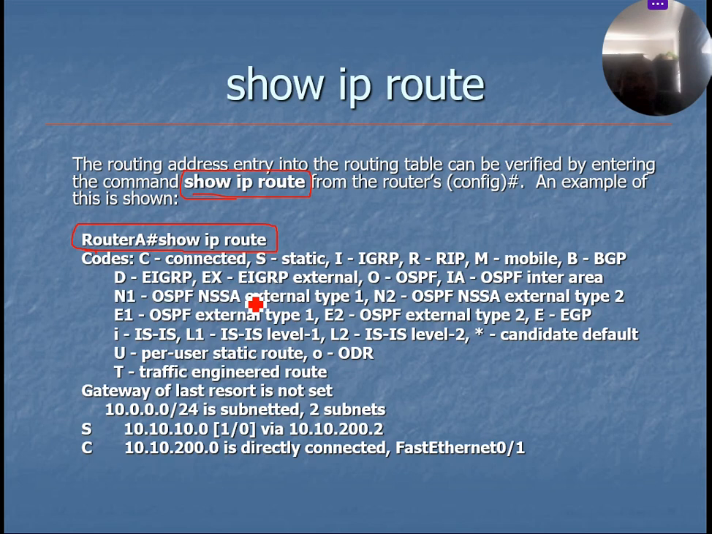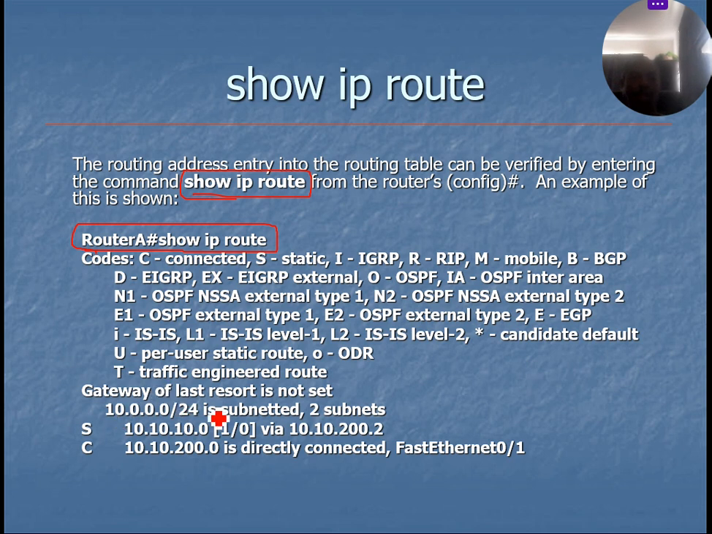It will show you everything, the types of routes that are available. This one is for the enhanced interior gateway routing protocol, and this one is the enhanced interior gateway routing protocol external. Okay, and then all the things that are there will be displayed, everything in the routing system configuration.